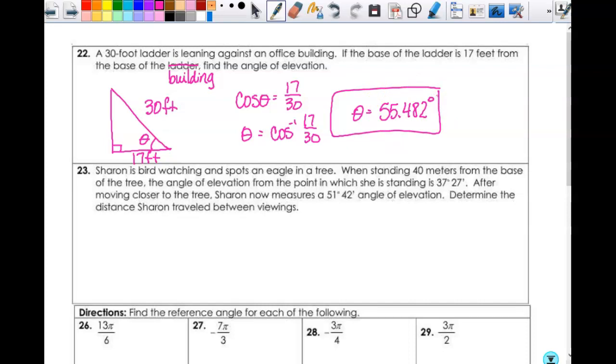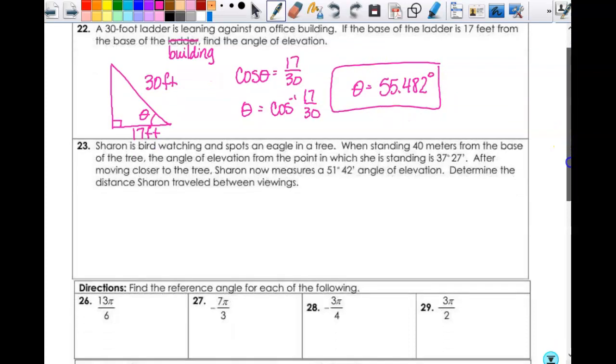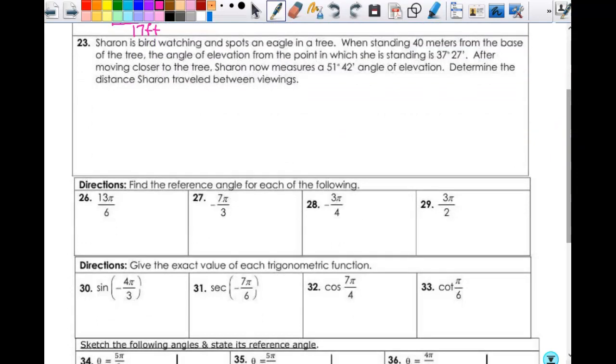Okay, 23. Sharon is bird watching and spots an eagle in a tree. When she's standing 40 meters from the base of the tree, the angle of elevation from the point at which she's standing is given. Okay, so here's the tree. Got a little eagle up there. So she's looking at the eagle in the tree. She's standing out here. All right, so here's the ground. So there's Sharon. She spots this eagle right there. Then she moves closer and sees it again. There you go. There are your two triangles.